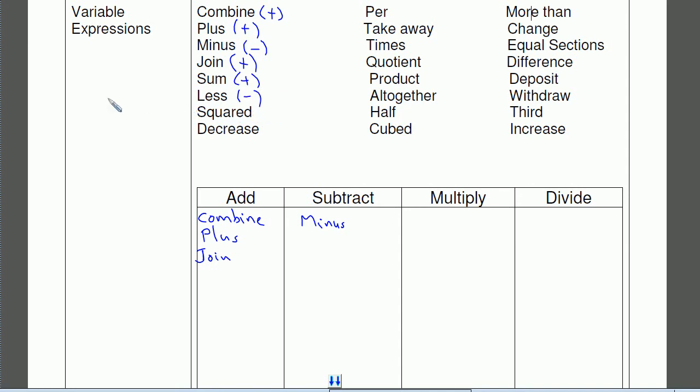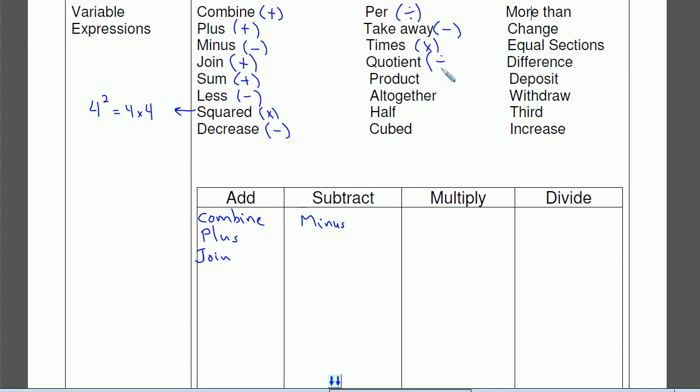Squared, oh, that's squared. Squared is when you have something like 4 squared, that means 4 times 4. So that's what squared means. So that means we're going to be multiplying. So this one goes with multiplication. Decrease, that's going less in value, that's taken away, so that's subtraction. Per, so for example 60 miles per hour, that means division. Per 1 hour, 60 miles divided by 1 hour. Take away, well, that's an easy one, that's subtraction. Times, that's another easy one, that means multiplication.